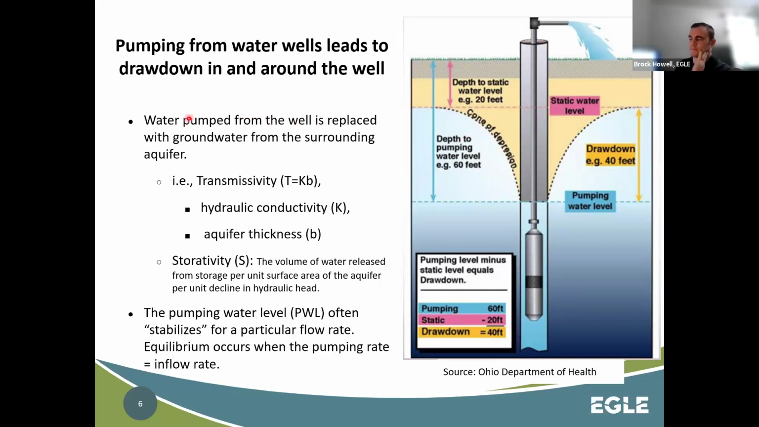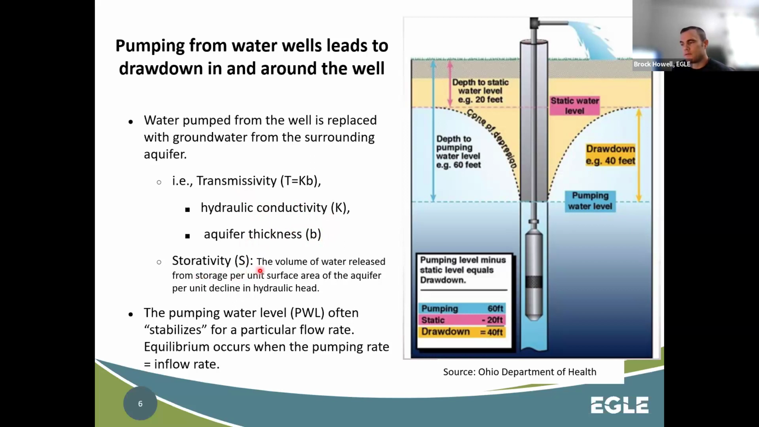So water pumped from wells is replaced with groundwater in the surrounding area, right? And that's typically controlled by the transmissivity and the storativity of the aquifer we're looking at. The transmissivity is simply the hydraulic conductivity times the aquifer thickness. The aquifer thickness would be that pumped portion of the aquifer, so not necessarily the entire length of the borehole, but it could be.